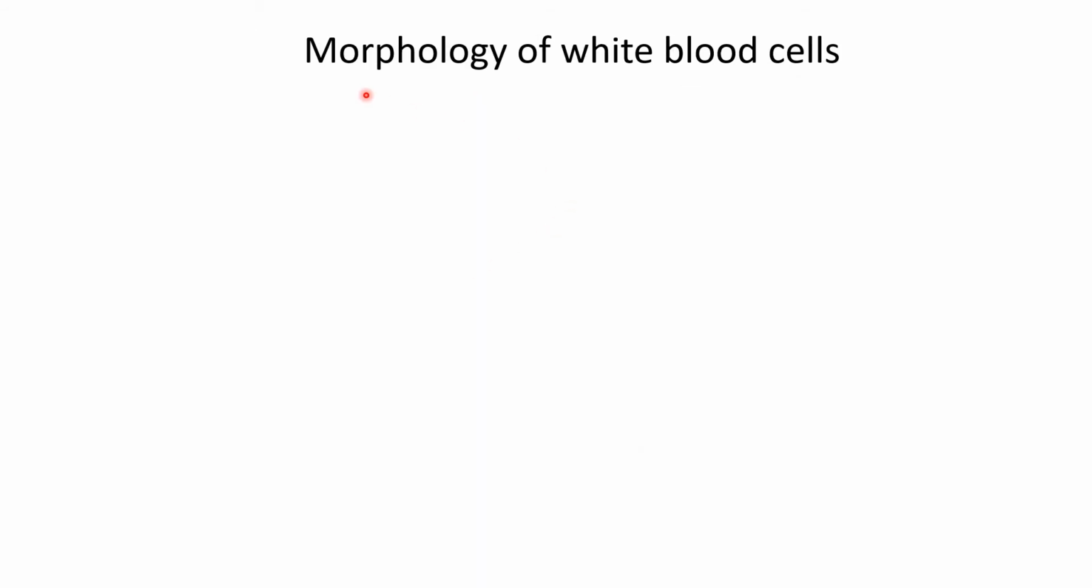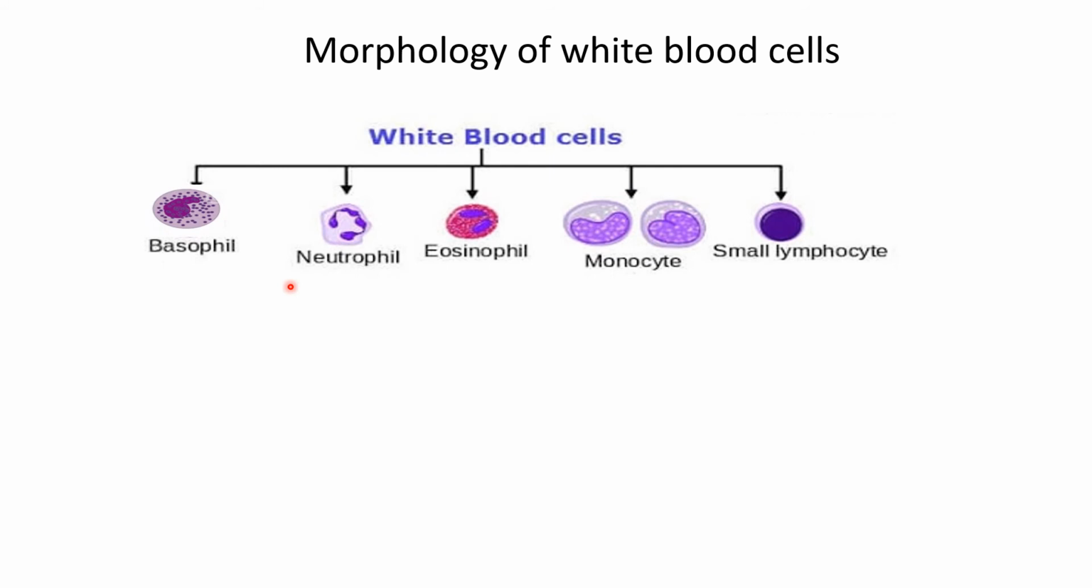Let's talk now about the morphology of the white blood cells. How do they look like? The basophil, neutrophil, and eosinophil that form the group of granulocytes, they all have a multi-lobed nucleus. You see clearly the nucleus that is not round, it is made up of many lobes, many parts.